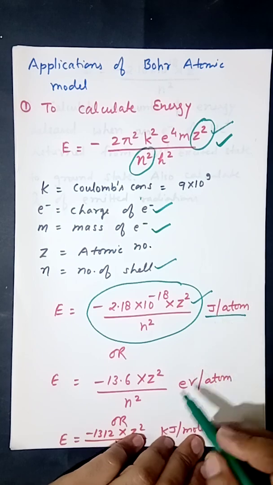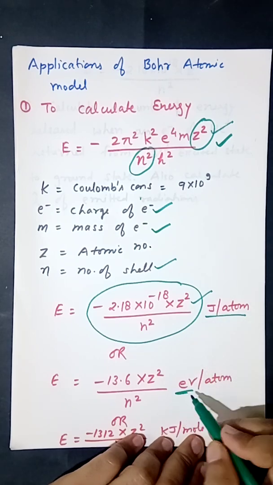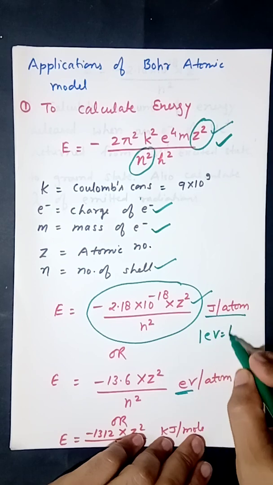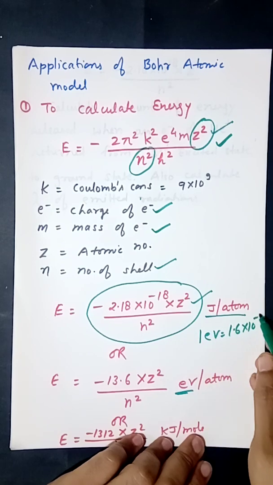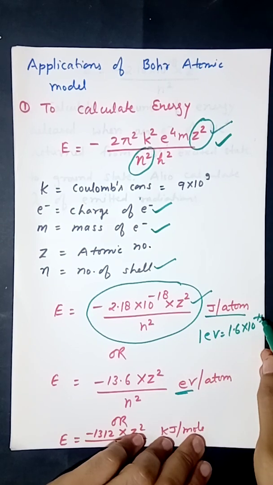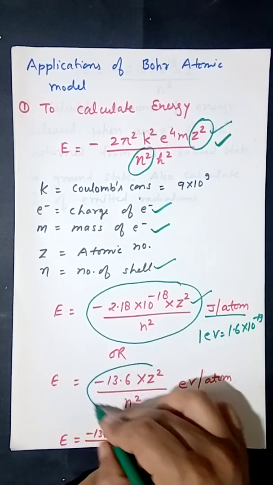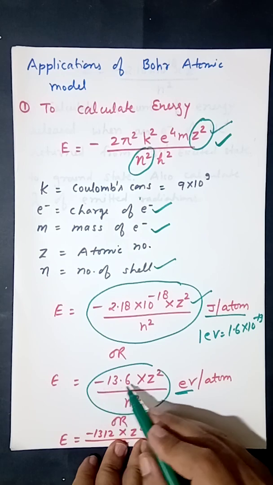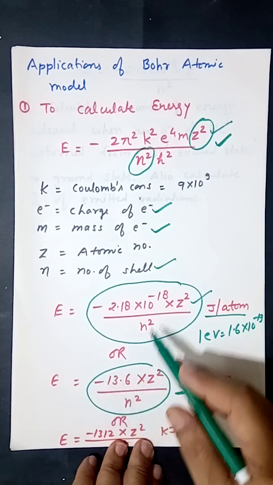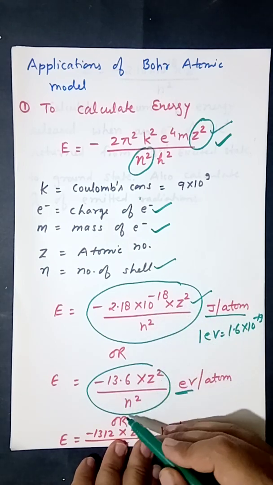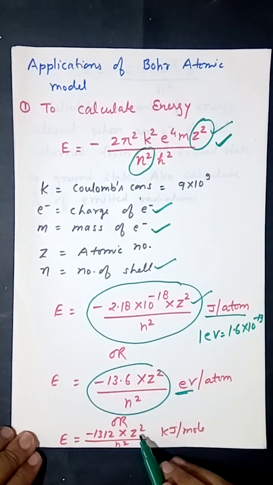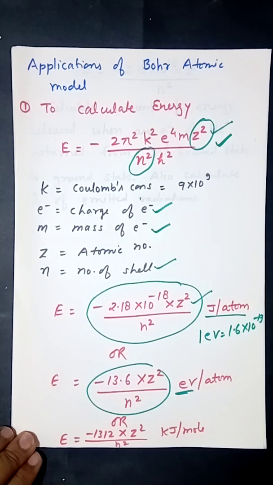Or we can change the unit from joule to electron volt. We know the relation between joule and electron volt: 1 electron volt equal to 1.6 × 10^-19 joule. You can use the same equation, and remember this formula also, which we have used in spectrum: minus 13.6 Z square upon n square. The constant will change, rest is same. One more possible unit is kilojoule per mole, and it is minus 1312 Z square upon n square.